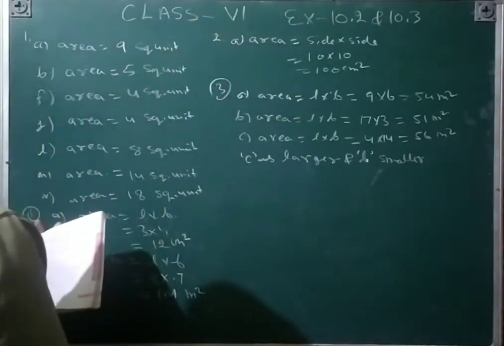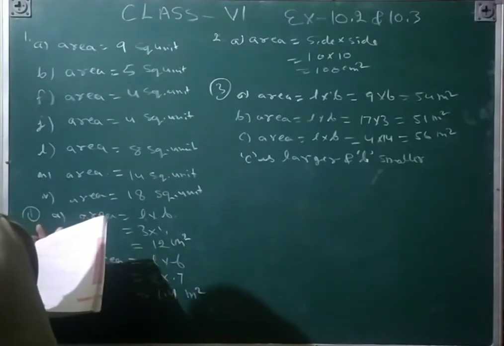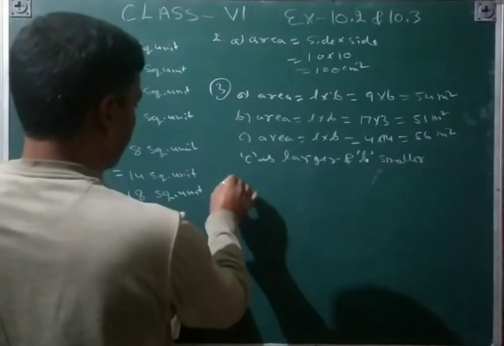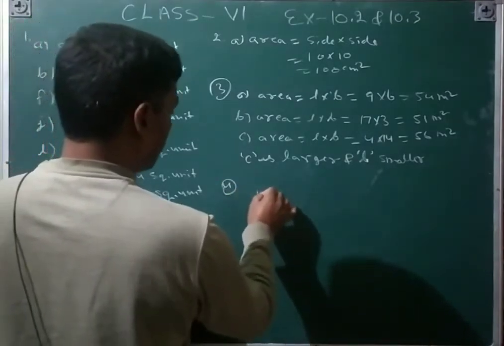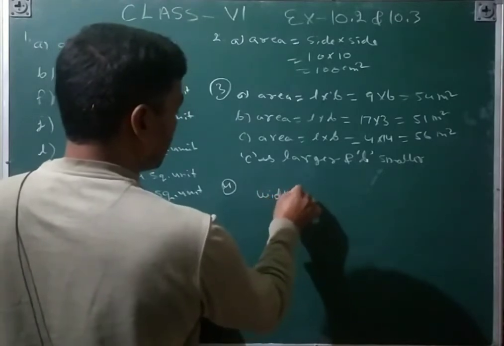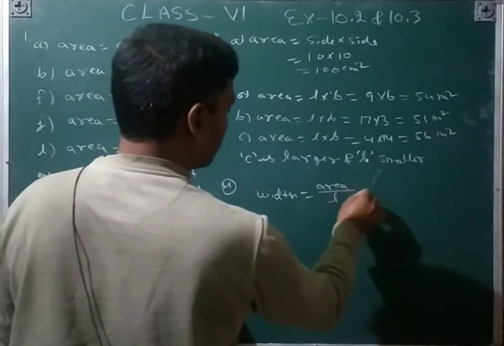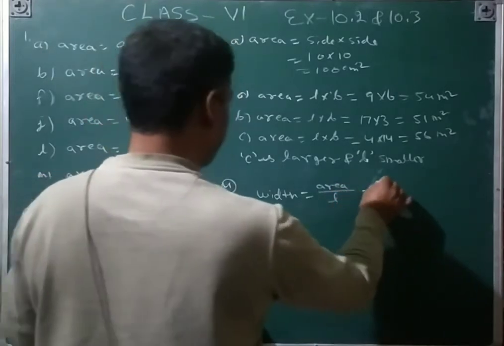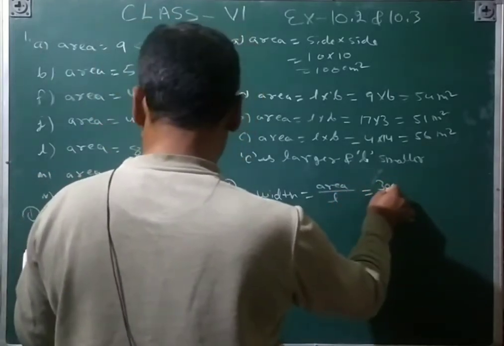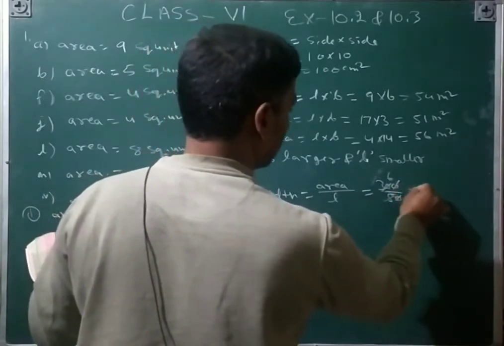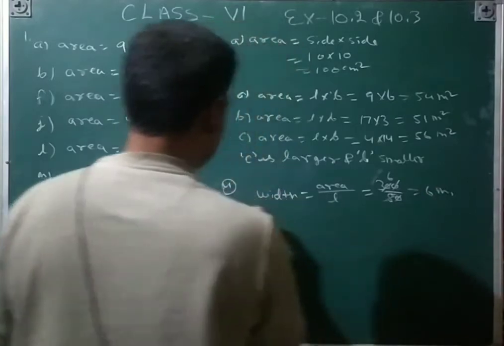Fourth question: the area of a rectangular garden 50 meter long is 300 square meter. Find the width. Width means breadth, so area upon length. So area is given 300 and length is 50. So 0 cancel by 0, 5 6s are 30, that is 6 meter.